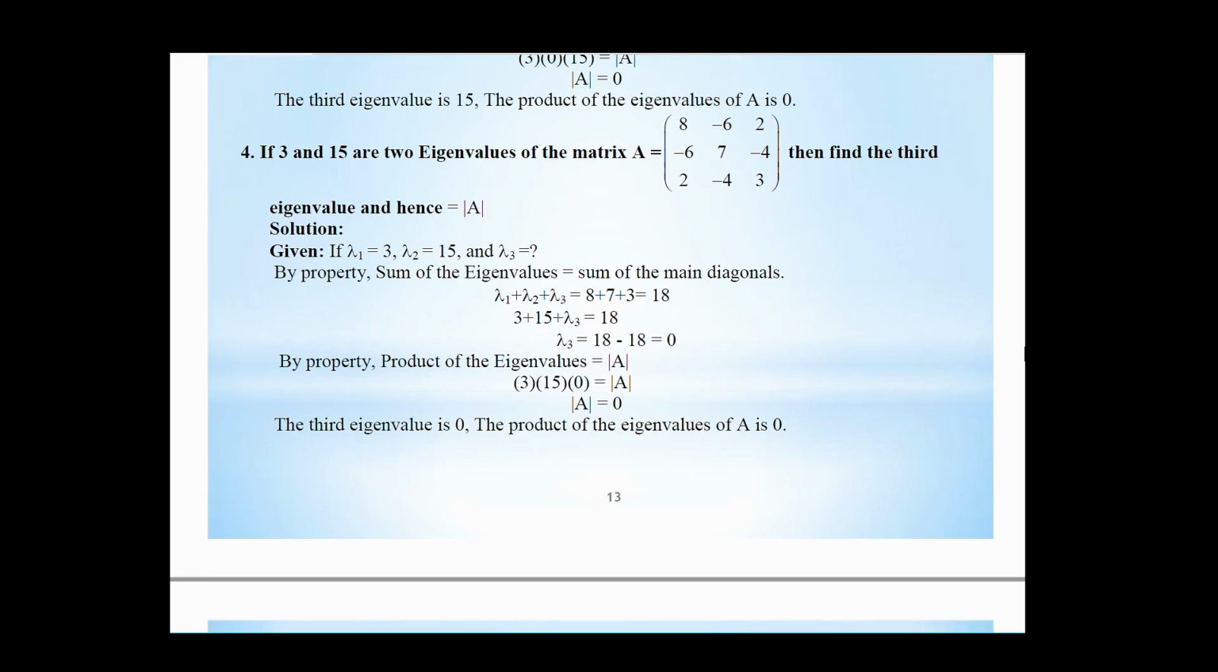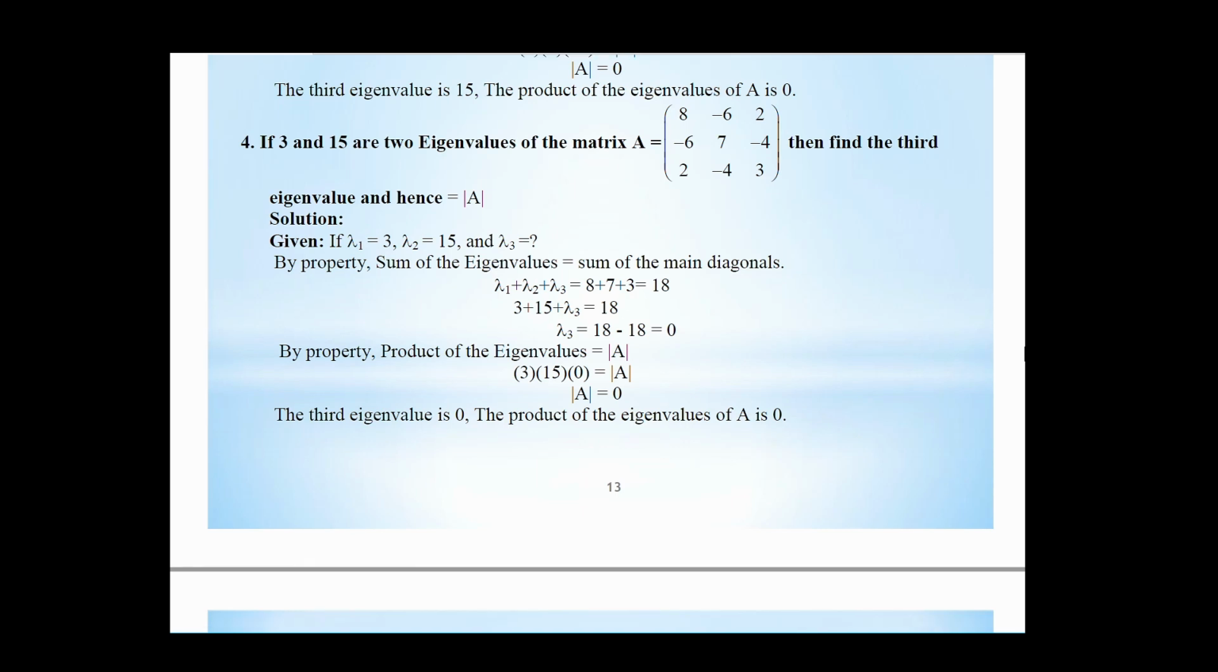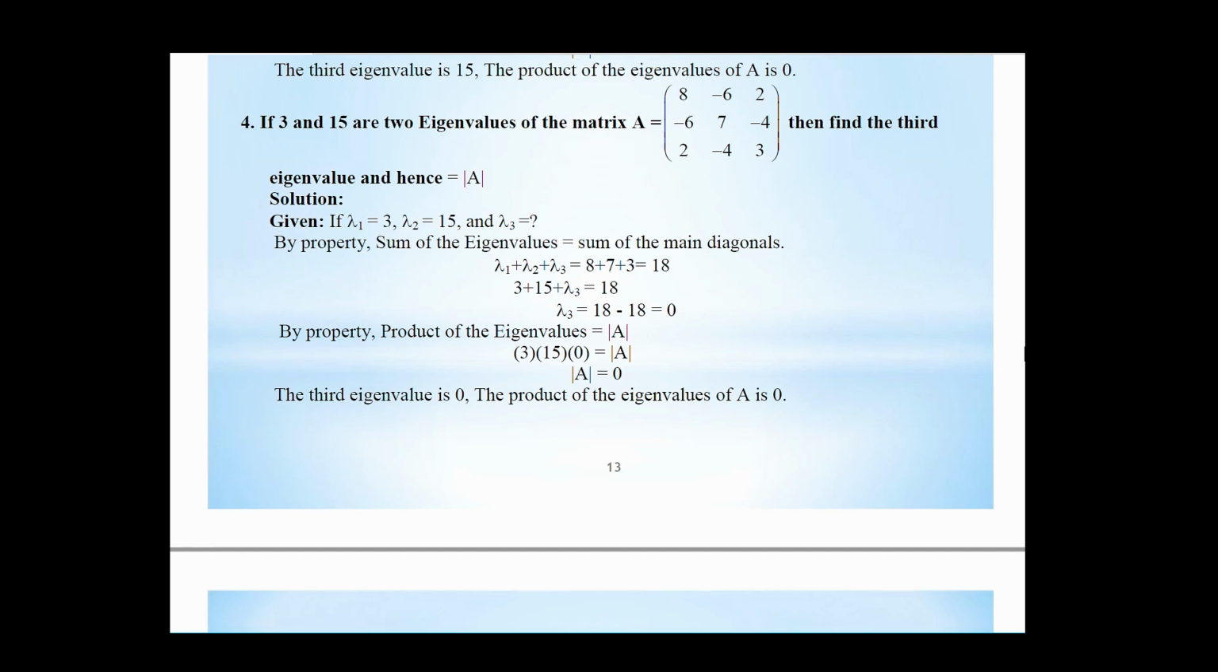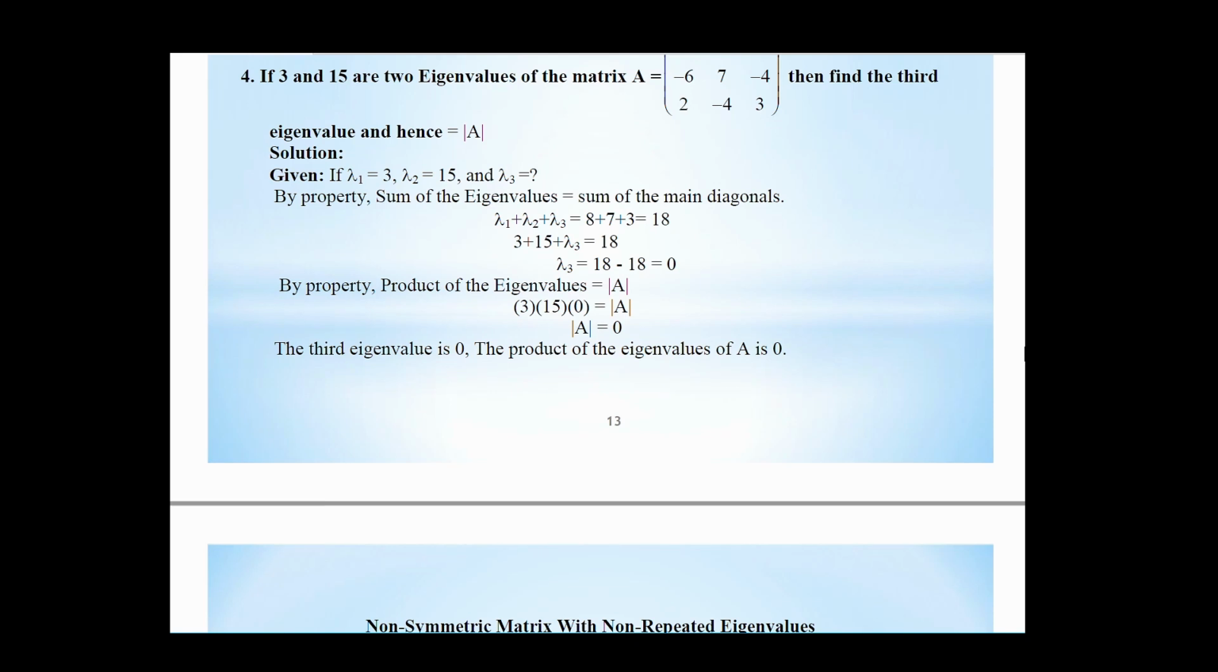Example: if 3 and 15 are two eigenvalues of the matrix 8 minus 6 2, minus 6 7 minus 4, 2 minus 4 3, then find the third eigenvalue, and also find determinant A, and hence show that the product of eigenvalues is equal to determinant A. We prove that. The given matrix is also a symmetric matrix. Also given that lambda 1 equal to 3, lambda 2 equal to 15 and lambda 3 equal to?